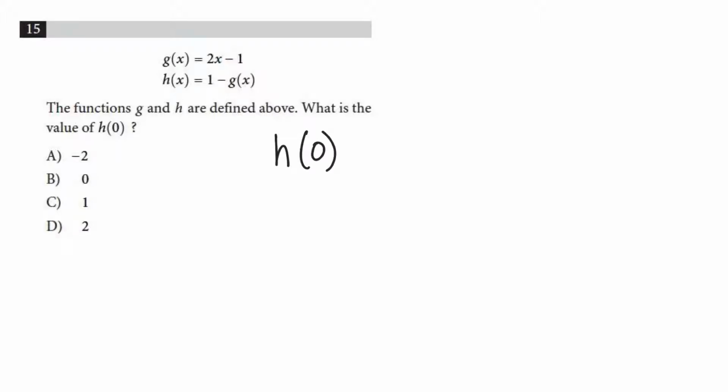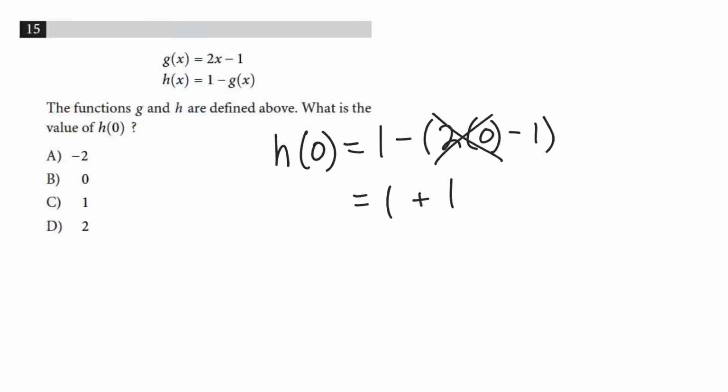h of 0 equals 1 minus, well, g of x is just 2x minus 1. So that's going to be 2 times 0, because I have to put 0 in for my x, minus 1. Okay, so that's going to be 1 minus, well, this is going to cancel out, and I just have negative 1. Minus negative 1 is plus 1, so 2. D is our answer.